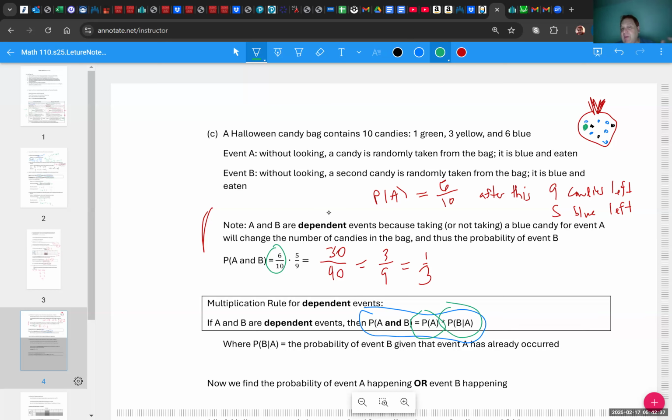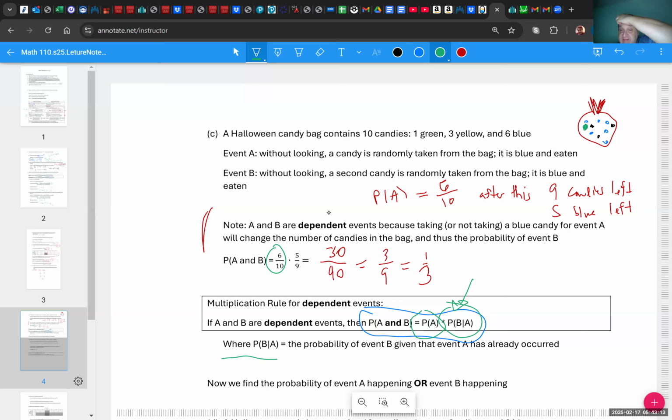The way math people read this is the probability that B happens given that A has already taken into effect. Because remember, the fact that A happens affects what happens with B. So P(B|A), the probability that B happens given that A has already occurred, is what that funny thing is. When you see that vertical line, read it as "given." So that's what P(B|A) is.